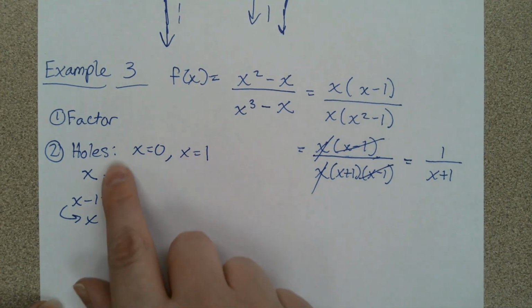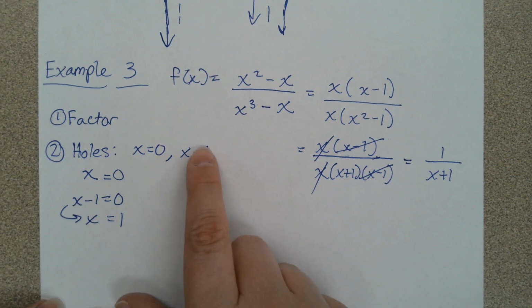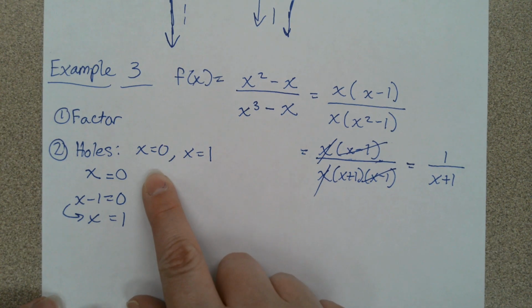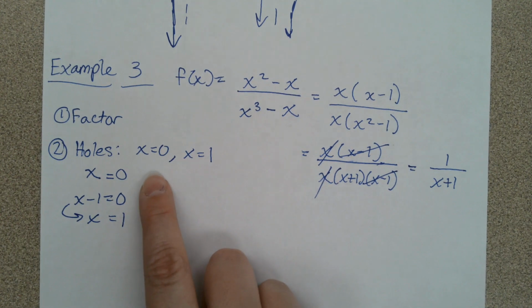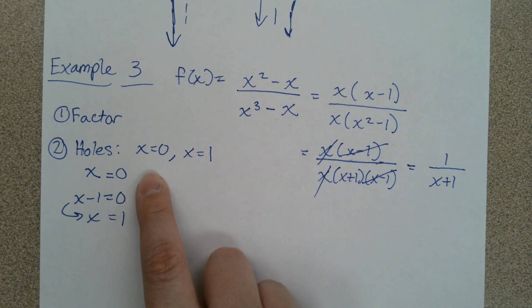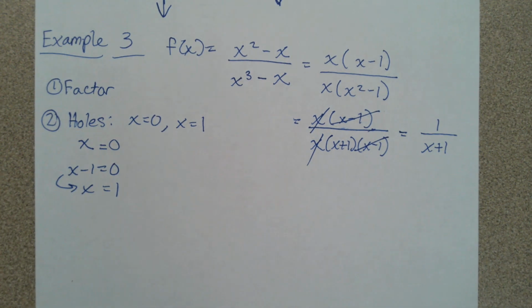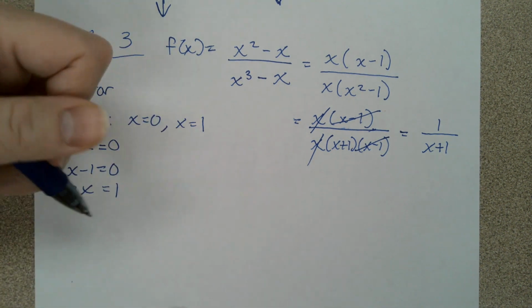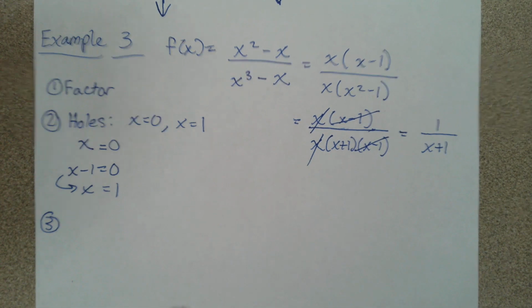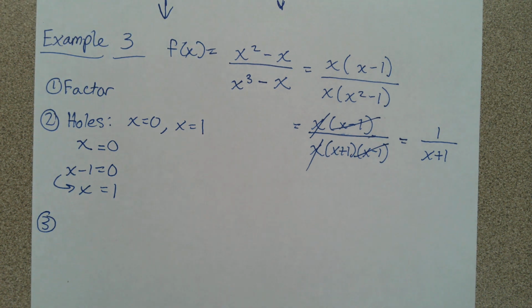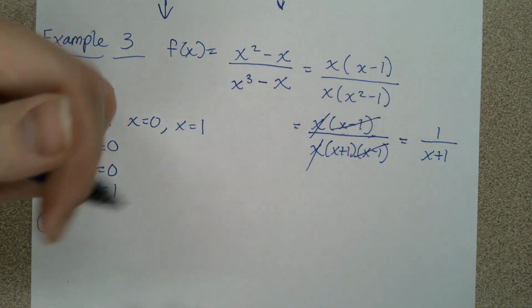Now, this isn't going to be the line. It's whatever point is attached to these numbers on the x-axis. So we don't know the y values yet. So we'll get to those later. And then 3, vertical asymptote.